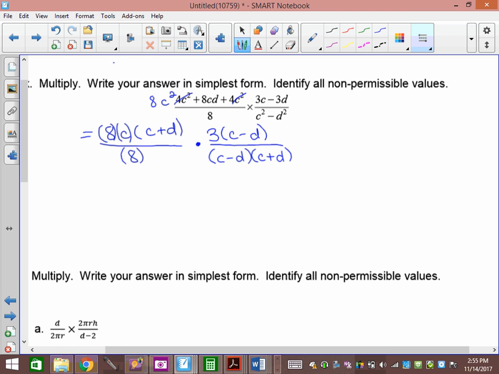Before I cancel off anything, I have to state non-permissible values. 8 doesn't give me a non-permissible value because 8 can never be 0. It's 8. These two can. So you do c minus d and c plus d as NPVs, non-permissible values. c minus d cannot equal 0. c plus d cannot equal 0. I'm just going to solve them for c. So I'm going to get c can't equal d, and c can't equal negative d. So technically, c can't equal plus or minus d.